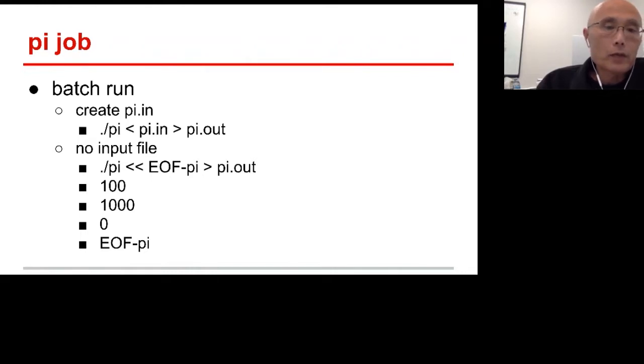So I have 100, 1000. I guess it's not the number of characters, it's how many boxes it makes for calculating pi. And then I have a 0 for the end of the calculation, and then followed by EOF-pi. And so in this case, the input comes from what follows until the EOF-pi is reached. But as I said, the characters that you use here are arbitrary. You could call it anything you want, A, B, C, D, E, F. So that's another way of making an interactive program into a batch system.